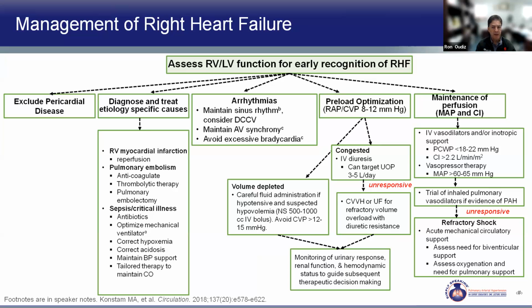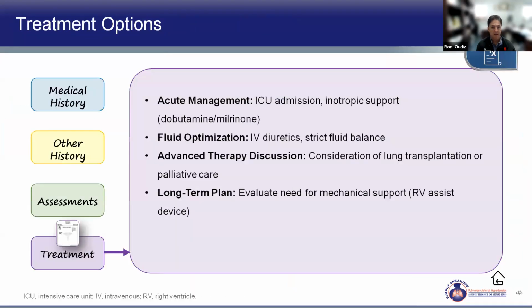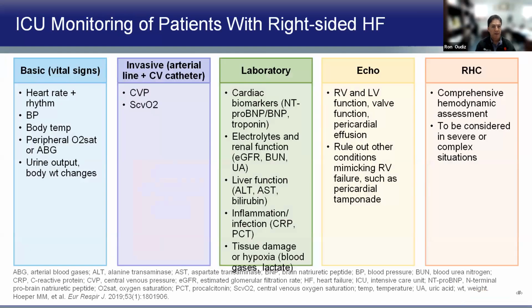Management of right heart failure, that includes many things here, which I don't want to spend too much time going over every little box. But the idea is, as we said before, that you're looking at afterload, you're looking at coexisting things like arrhythmias, and you're looking at preload, volume, and kidney function, and all those important things in a very sick ICU patient, not for the faint of heart. Here again, this patient is getting ICU admission, inotropic support, fluid optimization, consideration for lung transplant if he is willing and if he is a candidate, and then looking at the need for mechanical support.